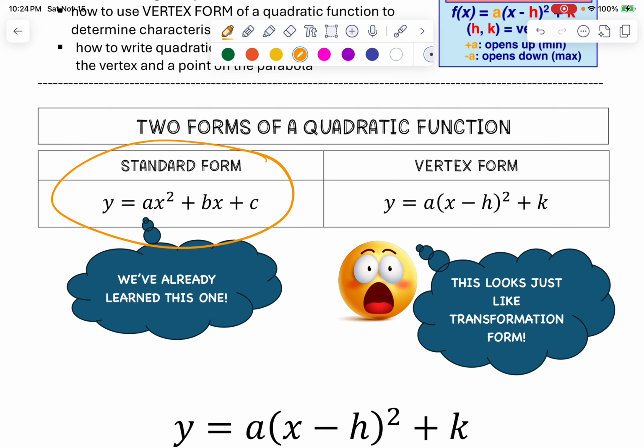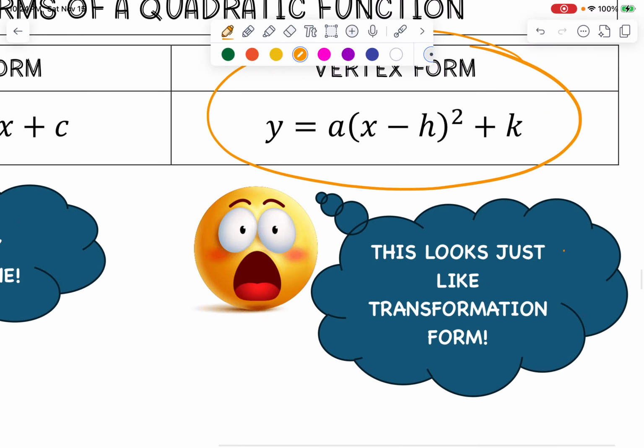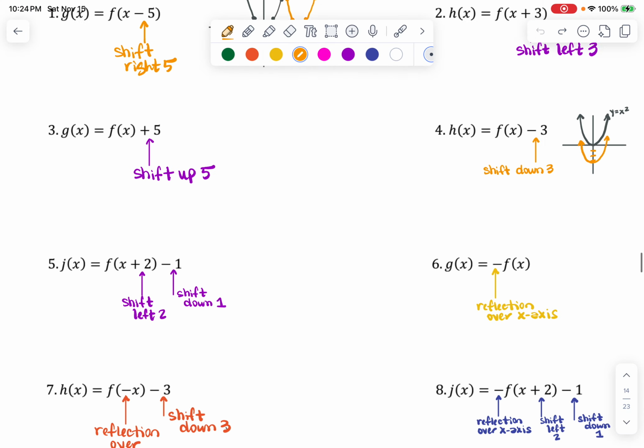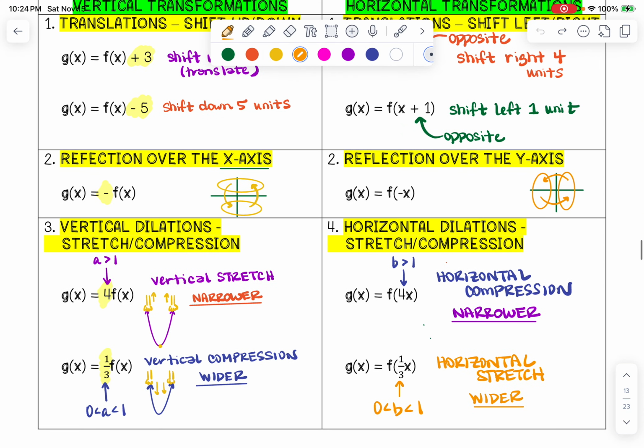Ax squared plus bx plus c. So we know basically everything we need to know about standard form of a quadratic. But what we're going to be talking about today is vertex form. And I'm hoping this looks really familiar. You'll notice the little emoji guy here saying, this looks just like transformation form. And it does, right? What we learned last week, or yesterday, I'm sorry.